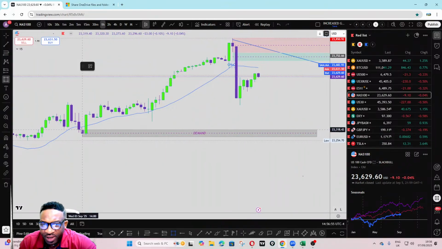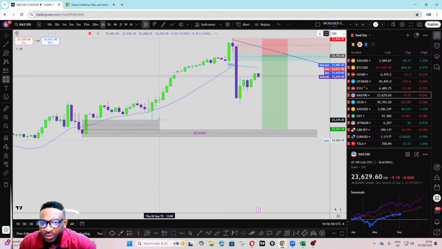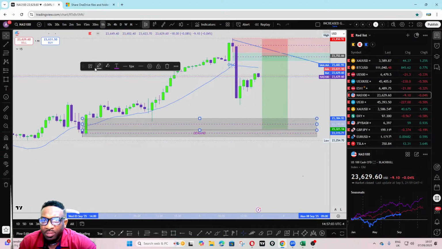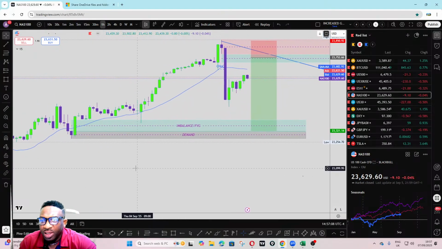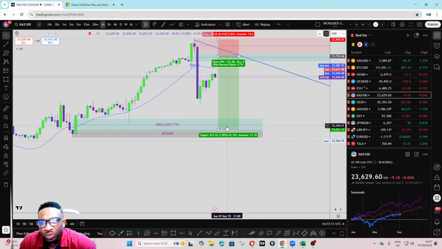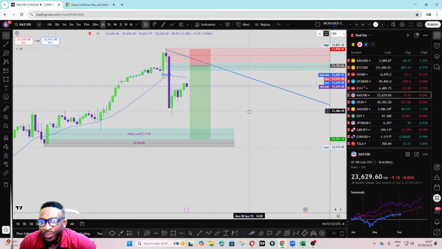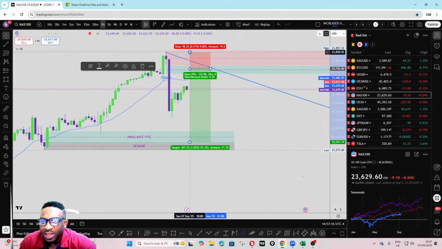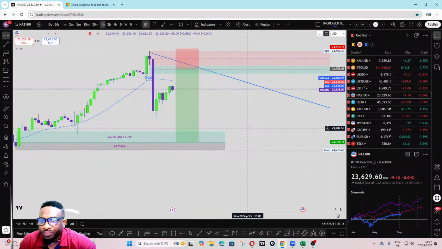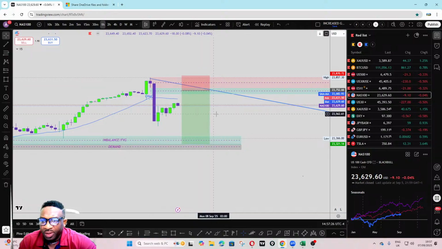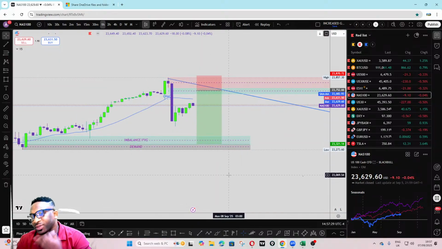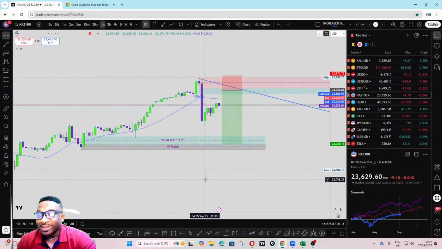We can also identify this imbalance right here on the hourly time frame. So this could be our target. If we tap into this trade from here, this could be our target, then stop loss up there. So this is what I see on the charts.